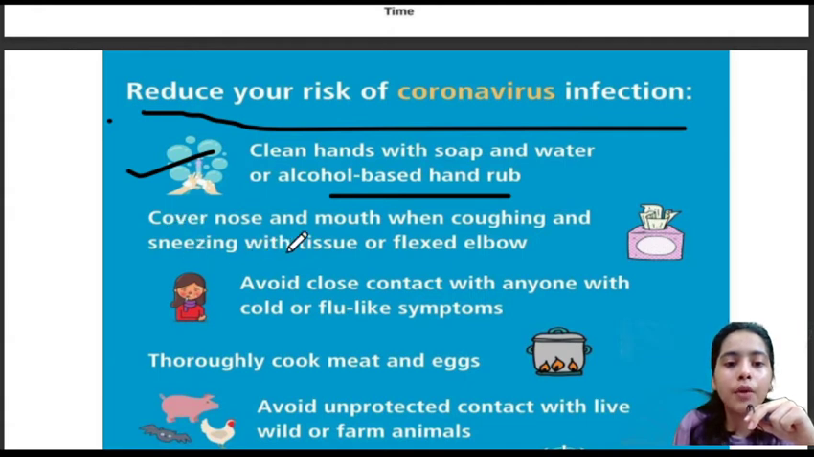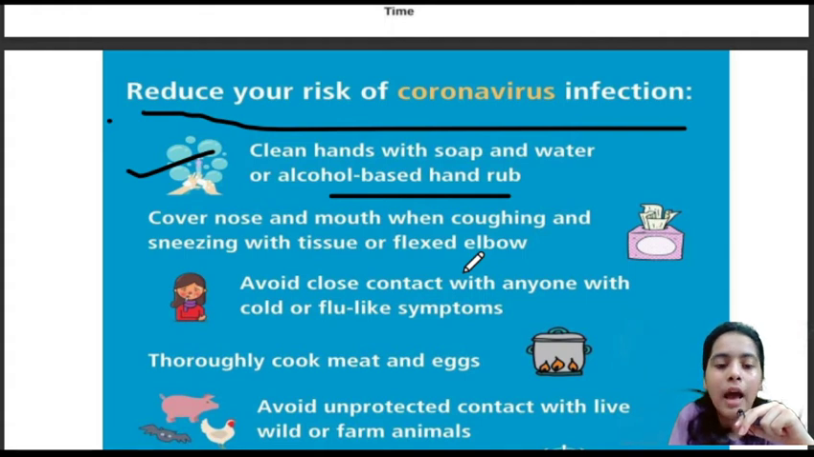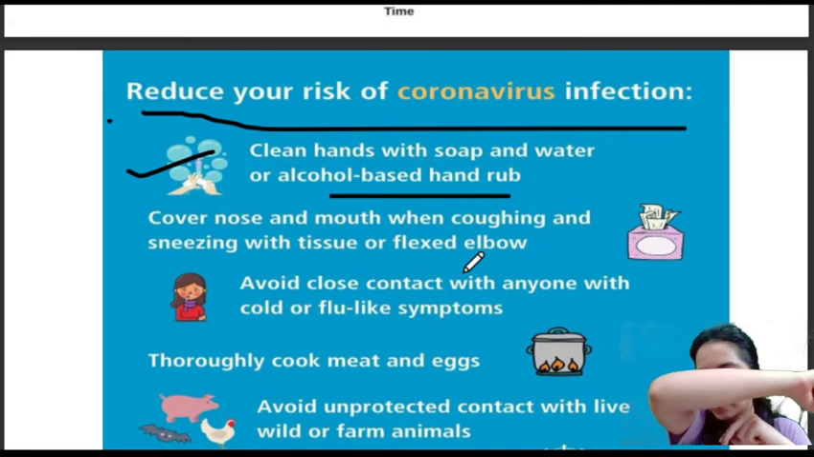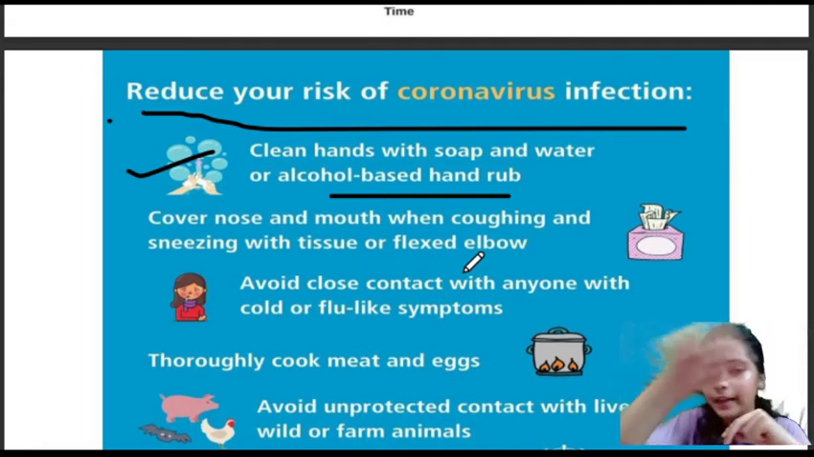So second comes, cover your nose and mouth when coughing and sneezing with tissue or flexed elbow. So if you are coughing or sneezing, if you do not have a hanky or any kind of handkerchief at that particular moment, you should use your tilted elbow, flexed elbow like this.